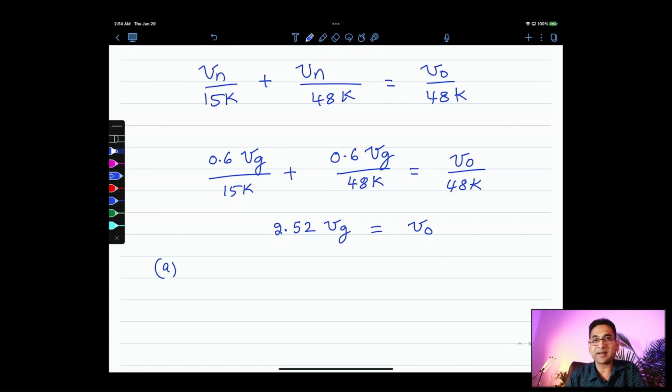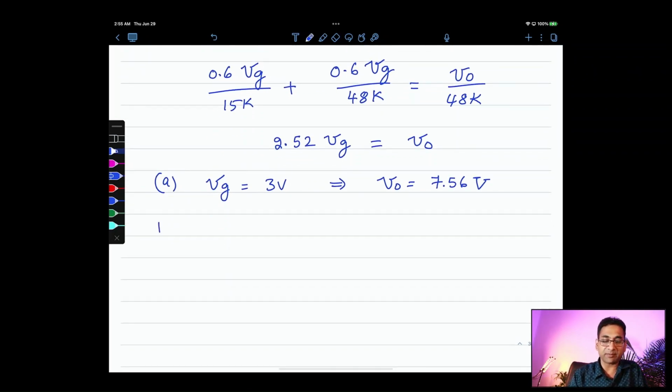Now in the first part of the problem, Vg is given to be 3 volts. That makes Vo equal to 7.56 volts. Now the next part of the problem is to find the range of Vg such that it is in a linear region.